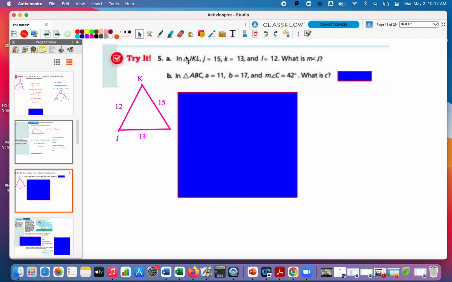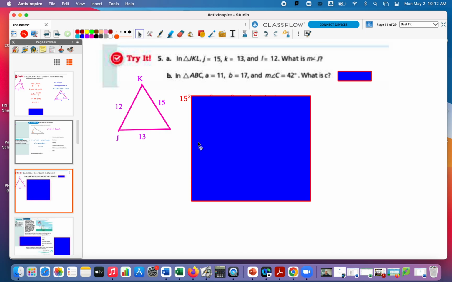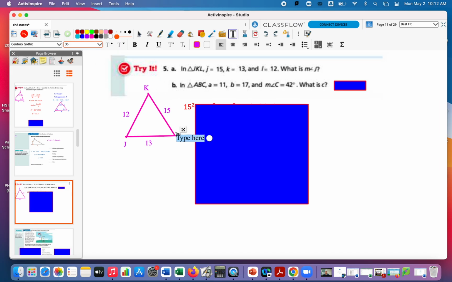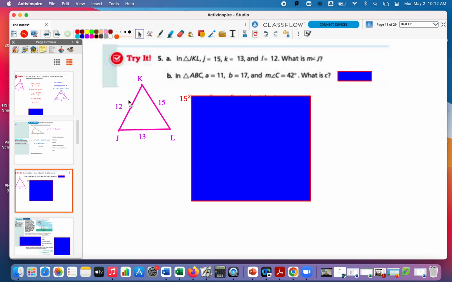Let's try that again. So we got this triangle again. I just drew a visual aid. Somehow I missed L. Not sure where L went. There you go. Something got covered up or deleted. Just make sure we got everything. So across from J should be 15, across from K is 13, and across from L is 12.